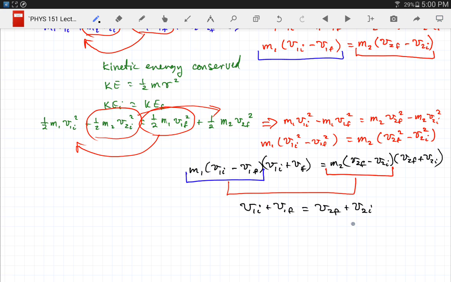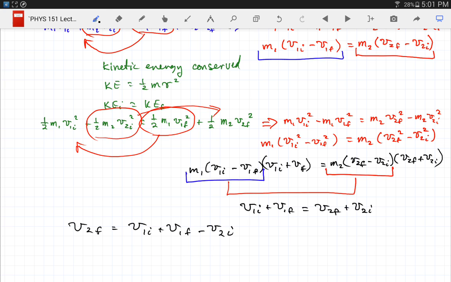I will solve this second simpler equation for one of the finals, substitute it into the first equation, and then eliminate that and solve for the one remaining. So let me start by solving the lower equation for V2 final. This equation gives me V2 final is equal to V1 initial plus V1 final minus V2 initial.